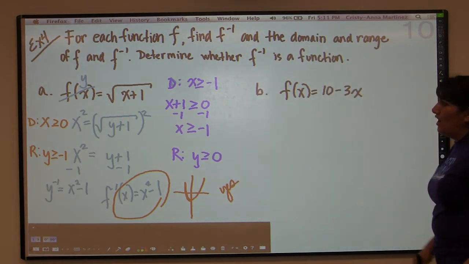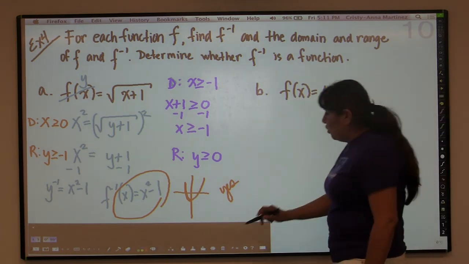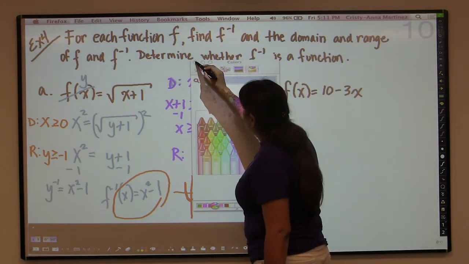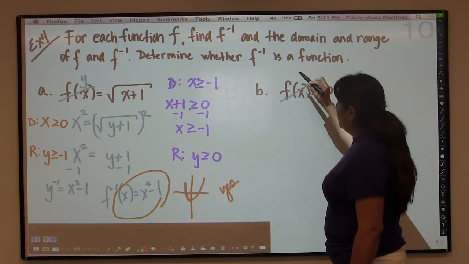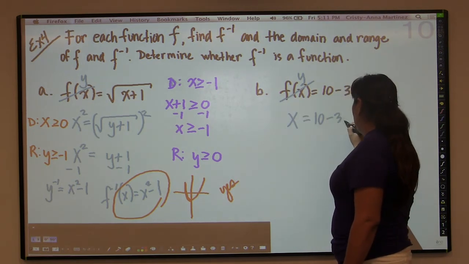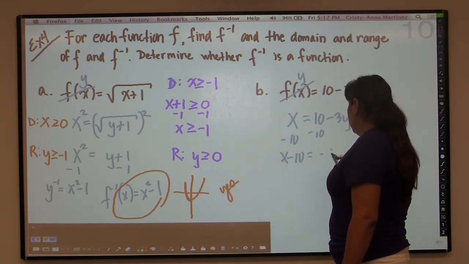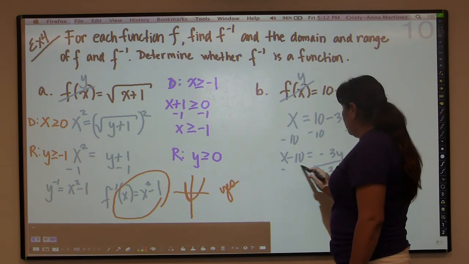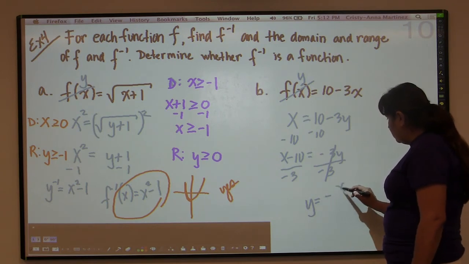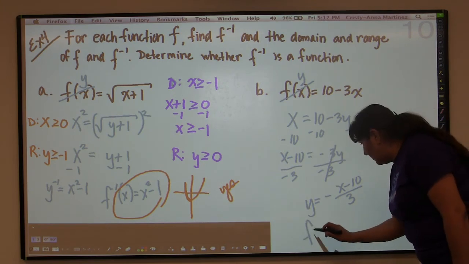All right, now by the way, the quadratics are always going to be the harder ones. But now we have this guy, so again, we're going to do the same thing. We're going to start by making this y, and then we're going to invert: x equals 10 minus 3y. Then we're going to solve for y, so x minus 10 equals -3y, divide by -3, and then y equals negative x minus 10 over 3. There's my function.